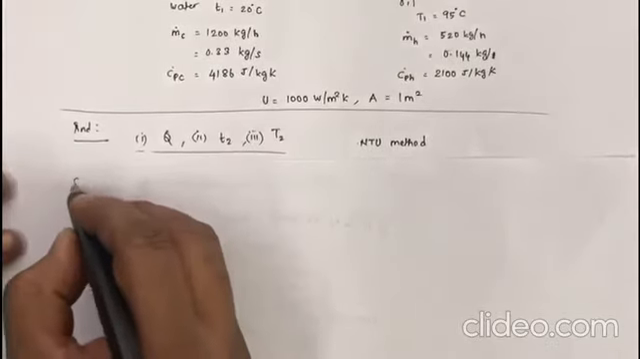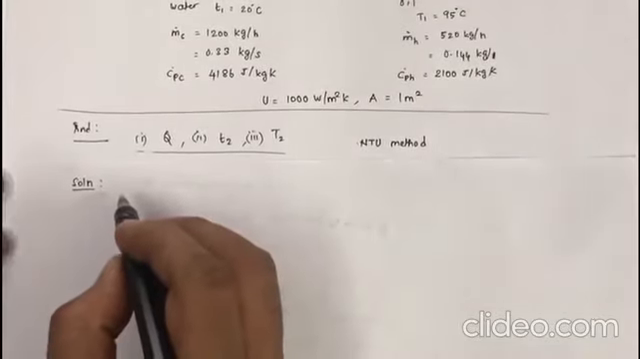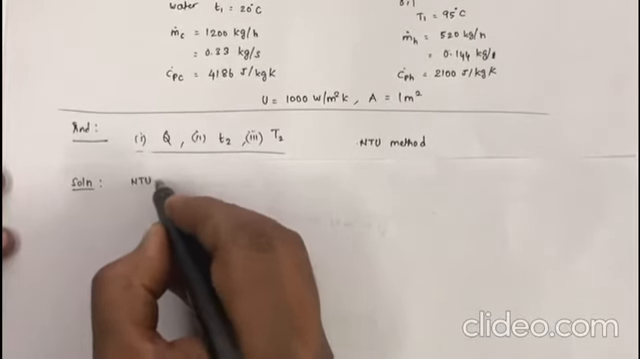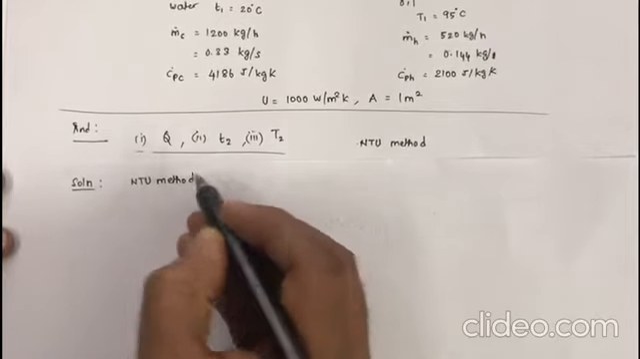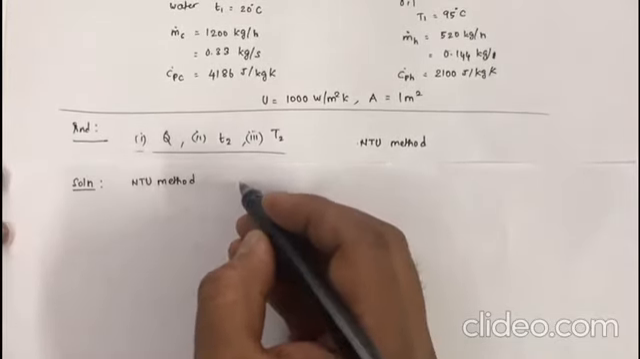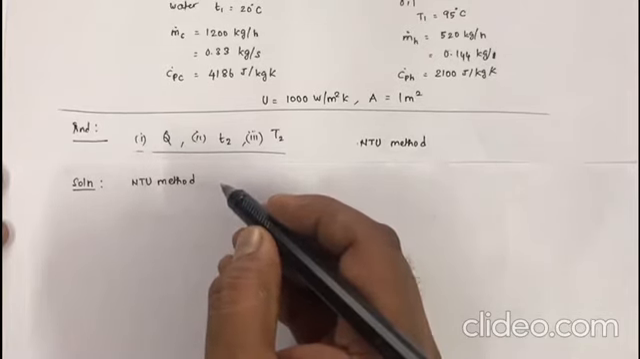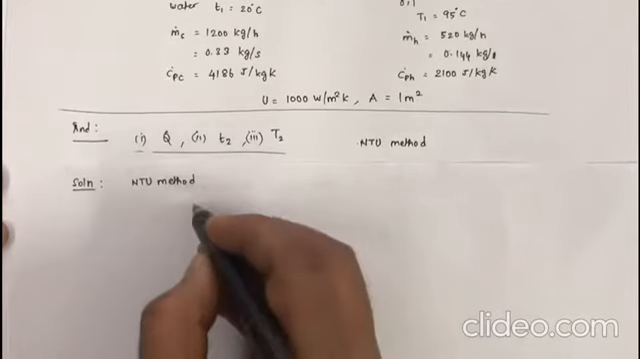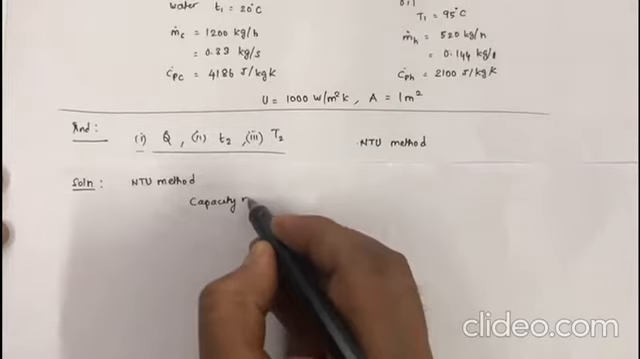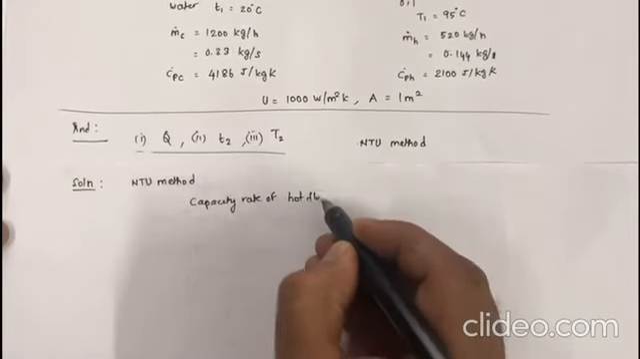So now let's start solving this problem. As I told you, we have to solve this problem using NTU method because we have two unknown temperatures to be found out. So in this case, NTU method could be very handy. You should never use LMTD method for this, so please make note of it. So the first step in this is to find out the capacity rate of hot fluid, which is oil.